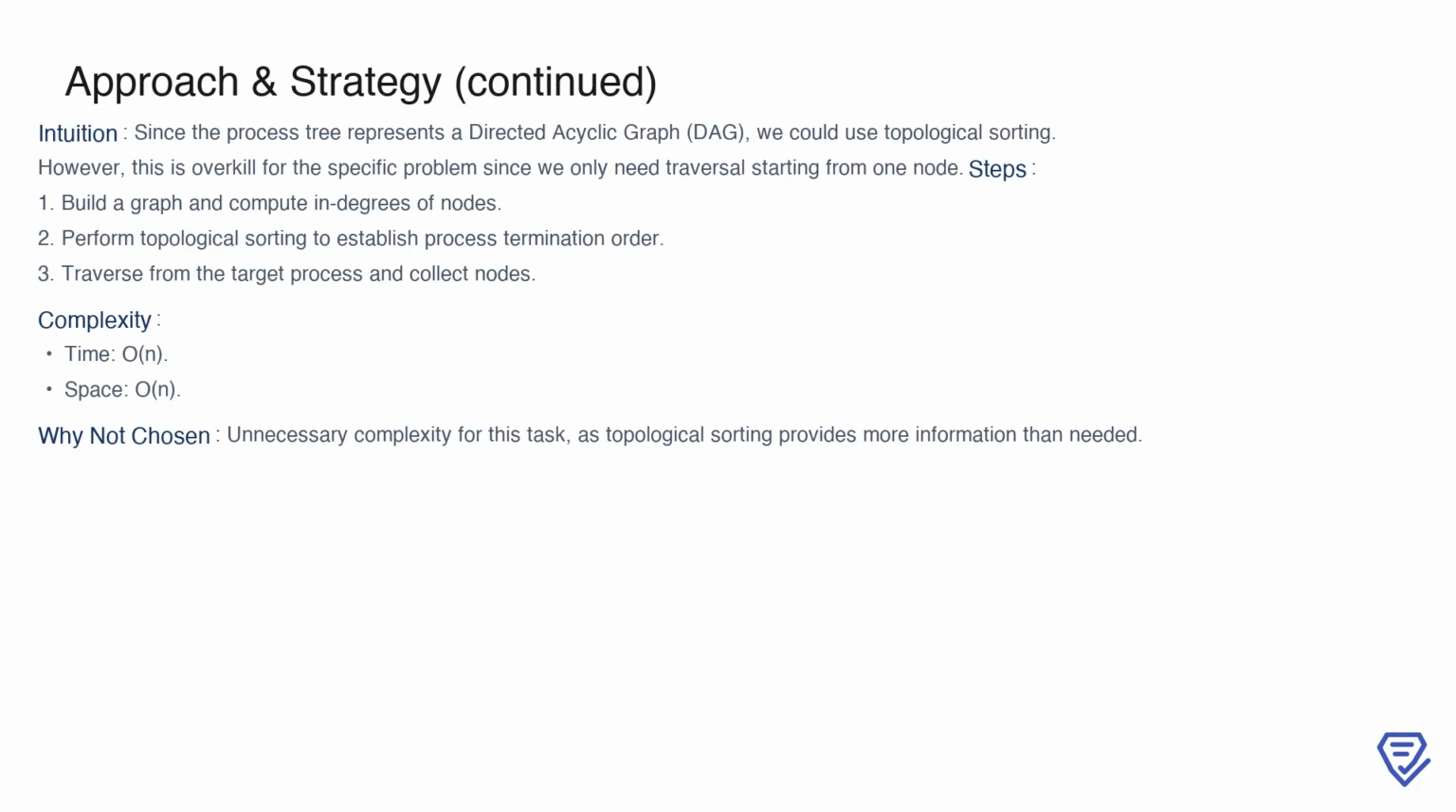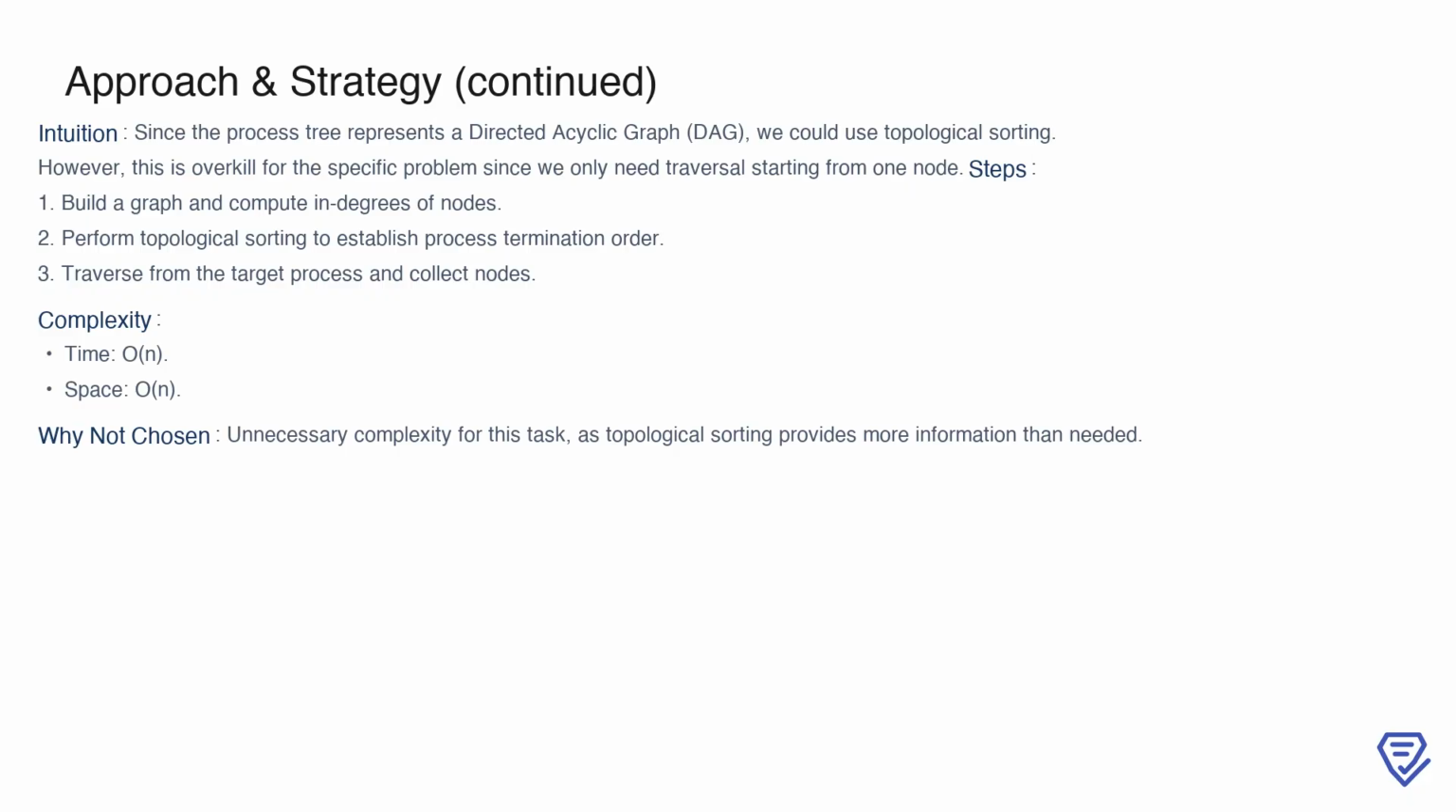Another potential solution involves using topological sorting, which leverages the fact that the process tree forms a directed acyclic graph, or DAG. To apply this method, we first build the graph and calculate the indegrees of all nodes. Then, we perform a topological sort to determine the order in which processes can be terminated. Finally, we traverse the graph starting from the target process and collect all affected nodes.